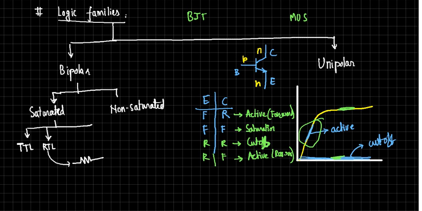Then DTL, this DTL is diode transistor logic, HTL high threshold logic, and you know I square L logic, ECL logic, and so on. There are lot of logic families. We don't need to worry about all of them. See, these logic families actually arrived.